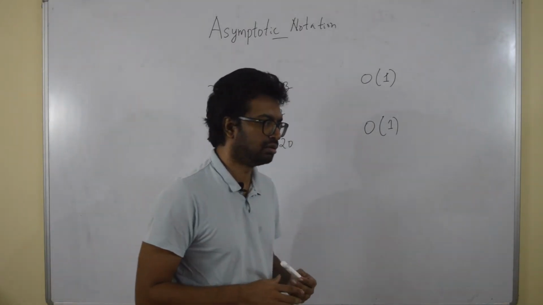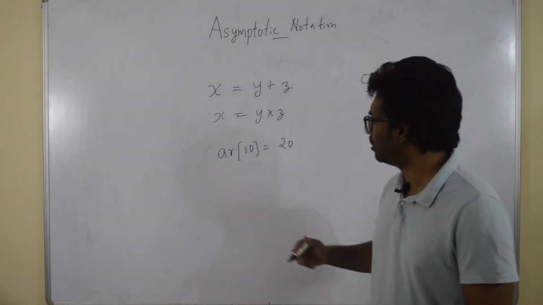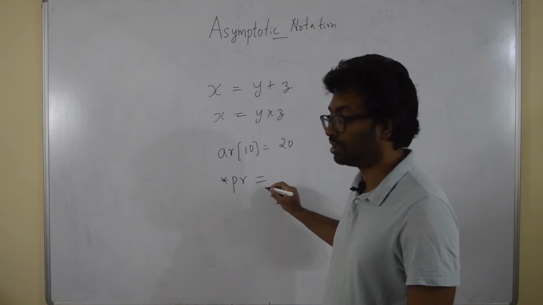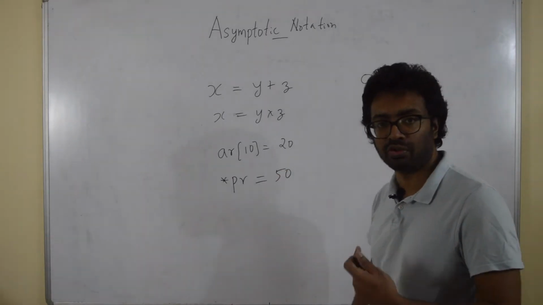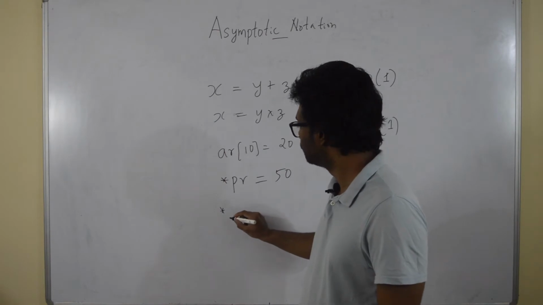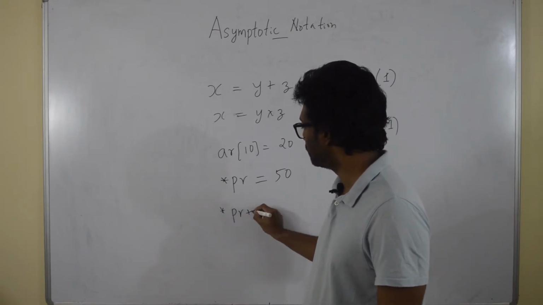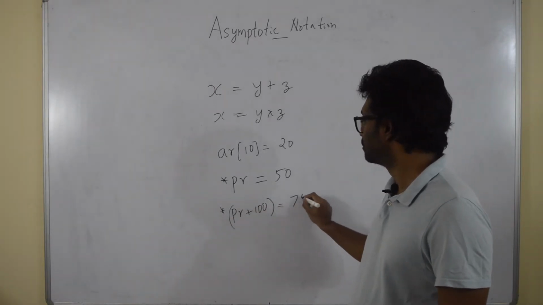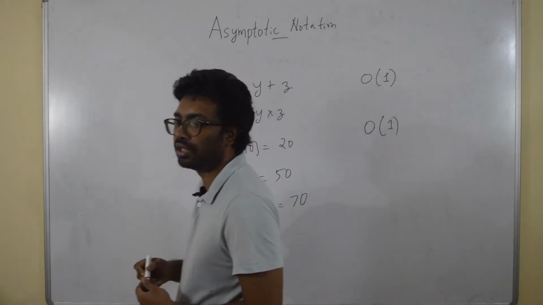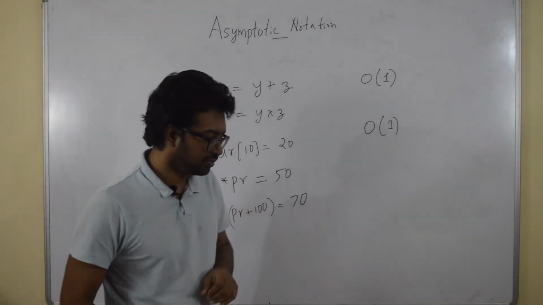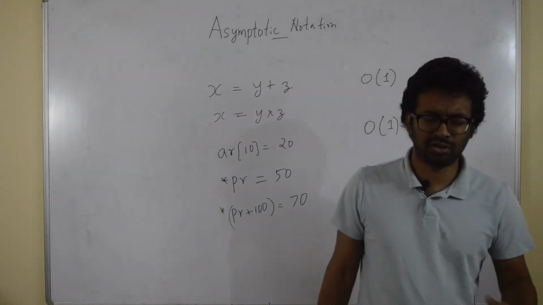Is it clear? Or another, a pointer. So you have star ptr is equal to 50. This is also an order one operation. Or if you had star of ptr plus 100, this is another order one operation. So all these commands are order one operations.